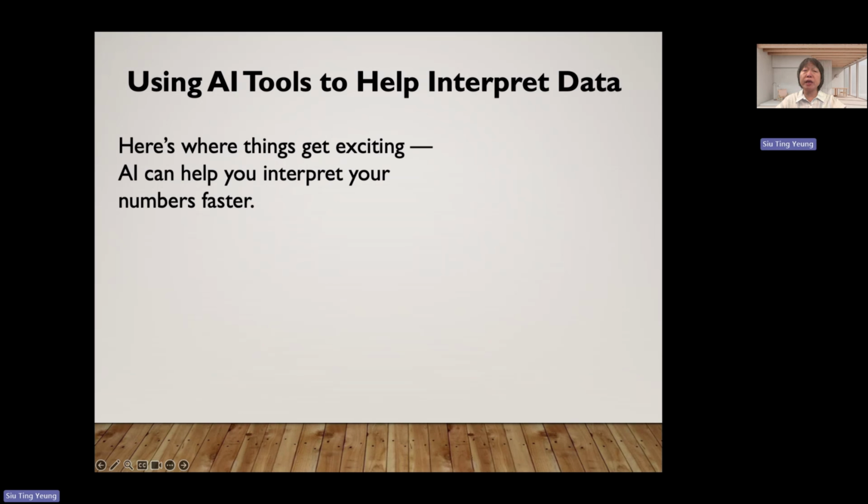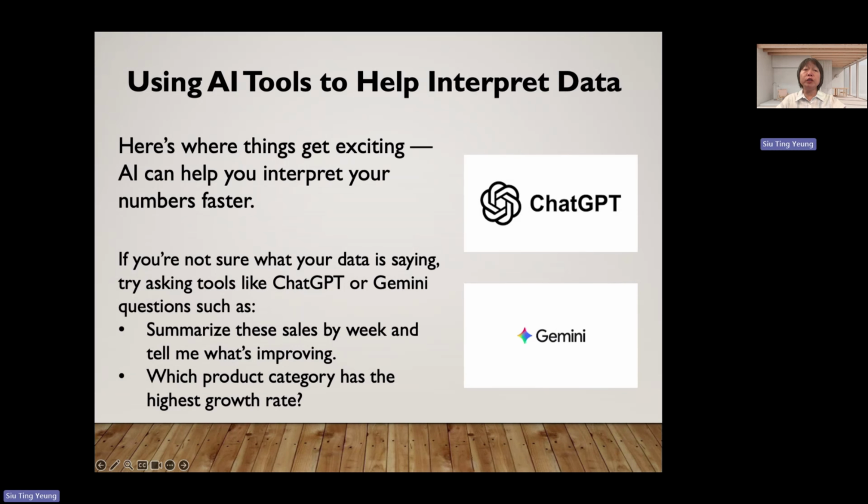Here is where things get exciting. AI can help to interpret your numbers faster. If you're not sure what your data is saying, try asking tools like ChatGPT or Google Gemini questions such as, summarize these sales by week and tell me what's improving. Or, which product category has the highest growth rate?